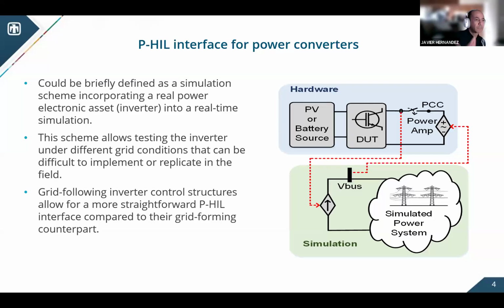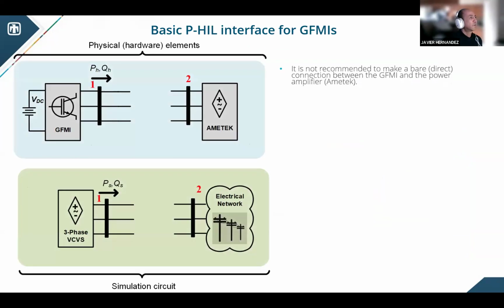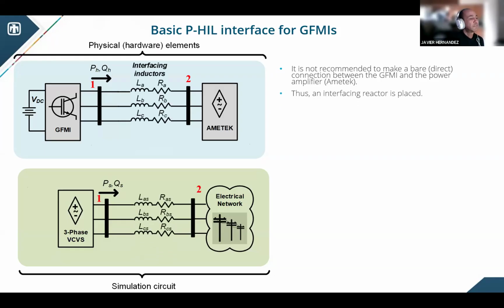And for this reason, we have to propose different schemes for P-HIL interface, particularly customized or tailored for grid forming devices. And the first basic P-HIL interface that we proposed back in end of 2018 was as follows. As I mentioned on the previous slide, it is not recommended to make a bare connection between the grid forming device and the grid emulator. And for this reason, we propose to use an interfacing reactor in between the two devices, okay?